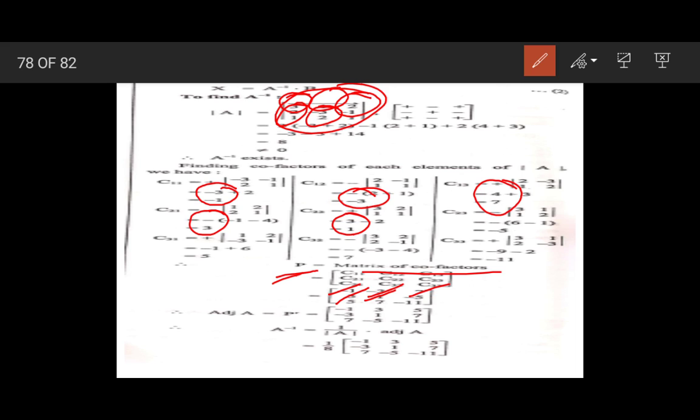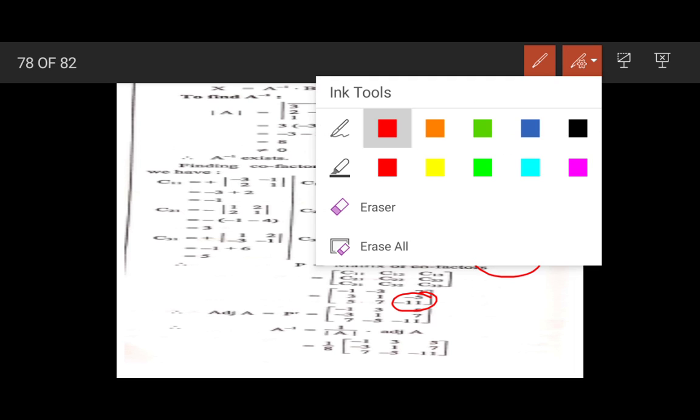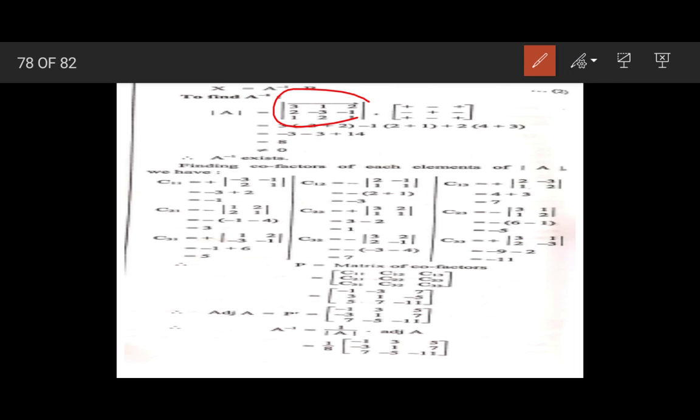Then, in place of minus 1. Okay, let me clear this. Now, you can see in place of 1, what we have to write? We have to write cofactor of 1. Cofactor of 1 is minus 11. So, last number is minus 11. Okay. So, in place of all the elements of A, we have to replace each element of A by the cofactor of that element. Simple logic. Replace this 3 by cofactor of 3. Replace this 1 by cofactor of 1.